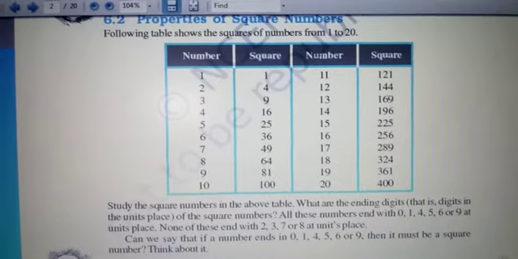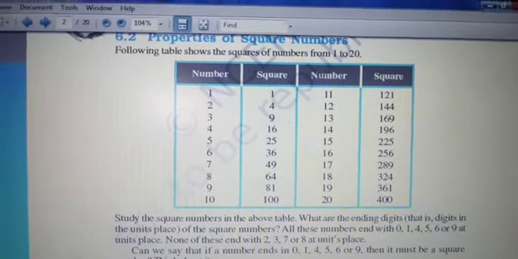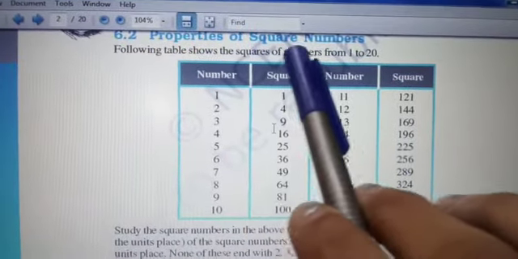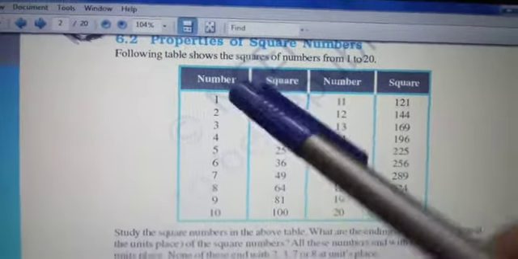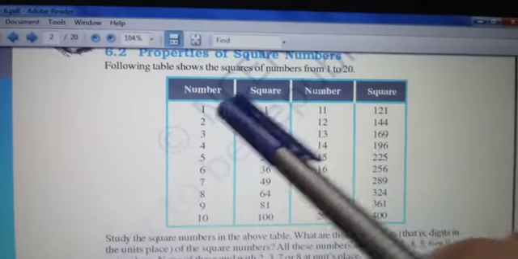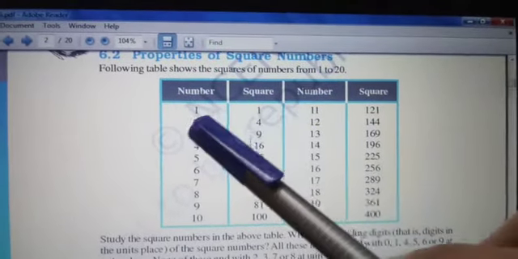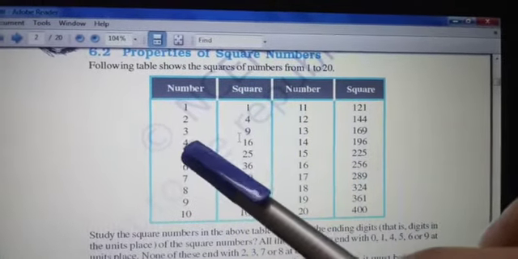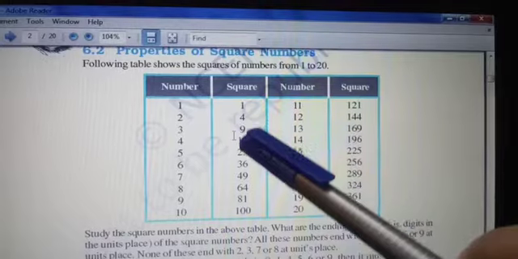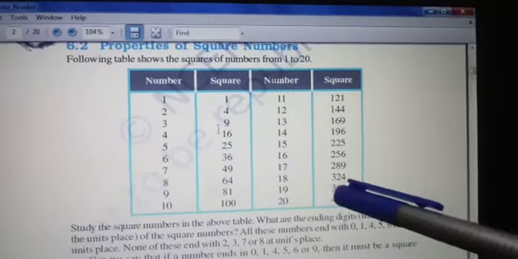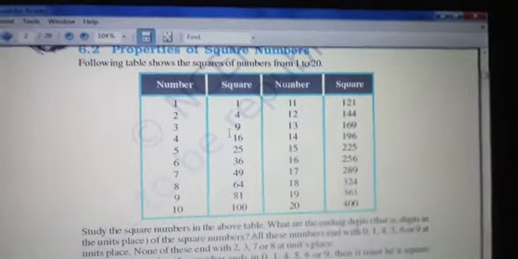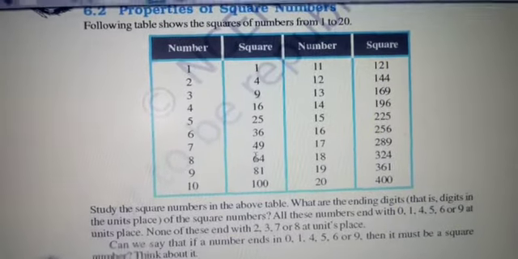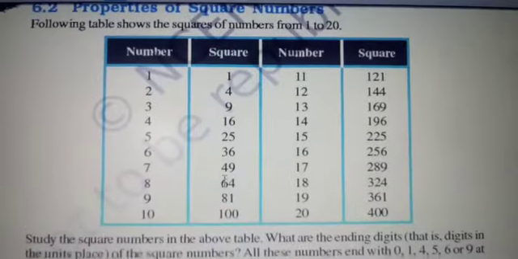Understood? Next is your properties of square numbers. Here it is given properties of square numbers. See, 1 square is what? 1. 2 square? 4. 3 square? 9. 4 square? 16. 5 square? 25. Likewise, they have given all the square numbers from 1 to 20. Just they have given. You can find above 20 also. Any number you can find the square of.